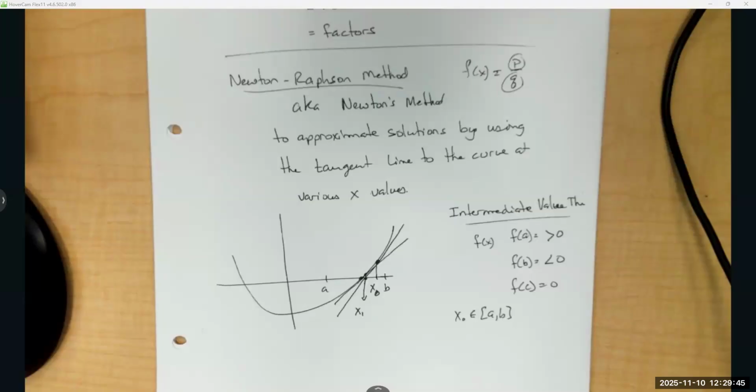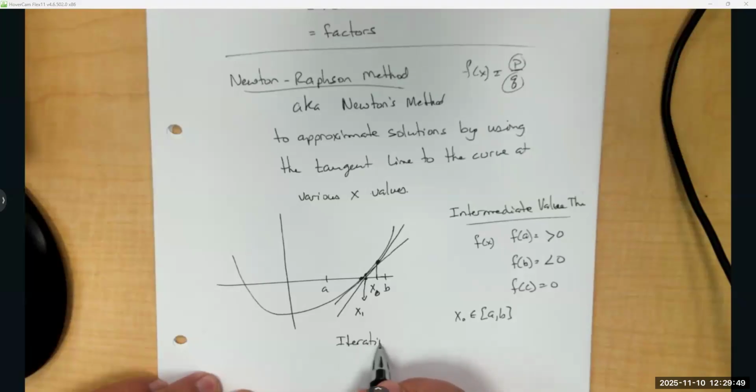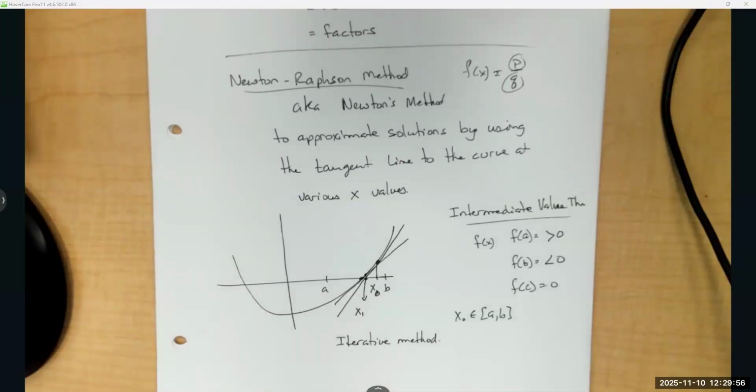And this is called an iterative method, because we begin with one value, plug it in the equation, and see what happens. Then we start with that next value and go from there.